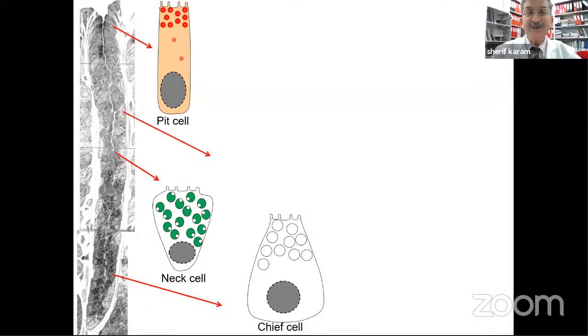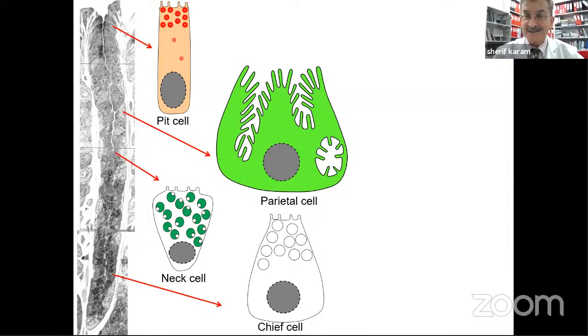Now there is a third, or a fourth, type of cell, which is also very fascinating. And these are the parietal cells, or the acid secreting cells. They have very peculiar features. They have intracellular canaliculi.